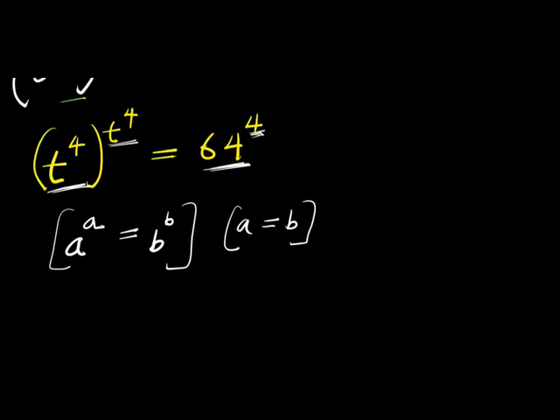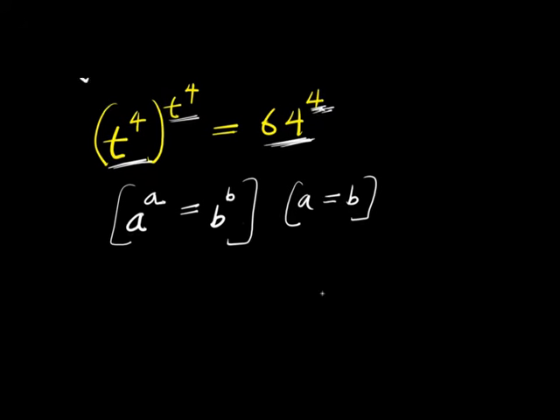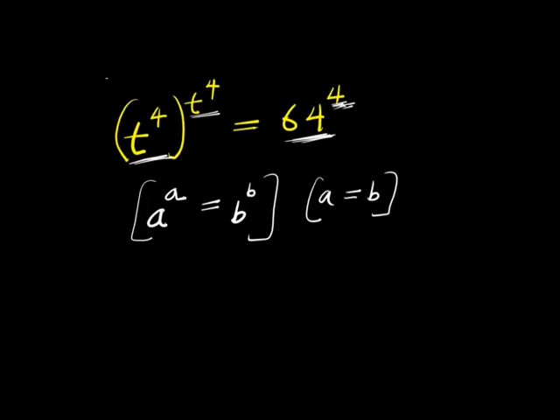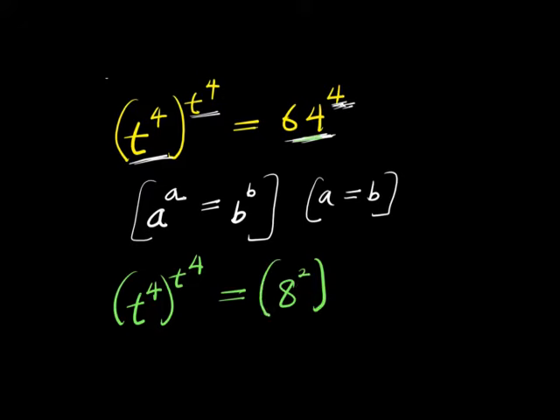So for us to ensure that this base is the same as this exponent, we are going to replace this 64 with 8 to the power of 2. So I'm going to have t to the power of 4 raised to the power of t to the power of 4. And this equals 64 is 8 to the power of 2. And this is raised to the power of 4.